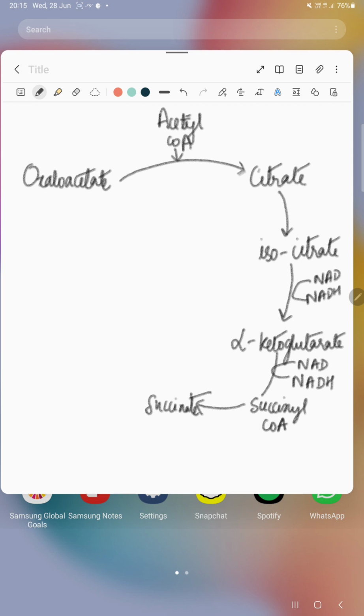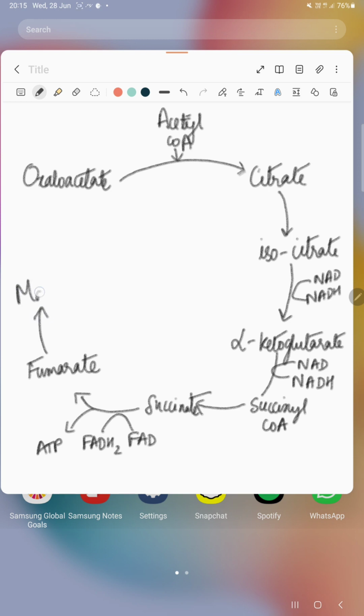Freed a furious melodious nightingale. So freed, that is F, right? So F I have kept here as FAD to FADH2. Okay, freed A, so A again is ATP. Furious stands for fumarate. Then melodious, malate. Nightingale, so again nightingale stands here for NAD to NADH.